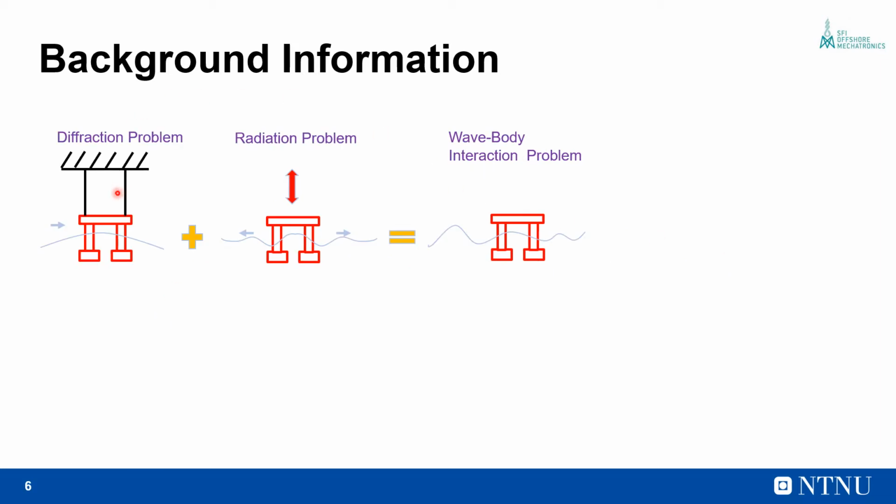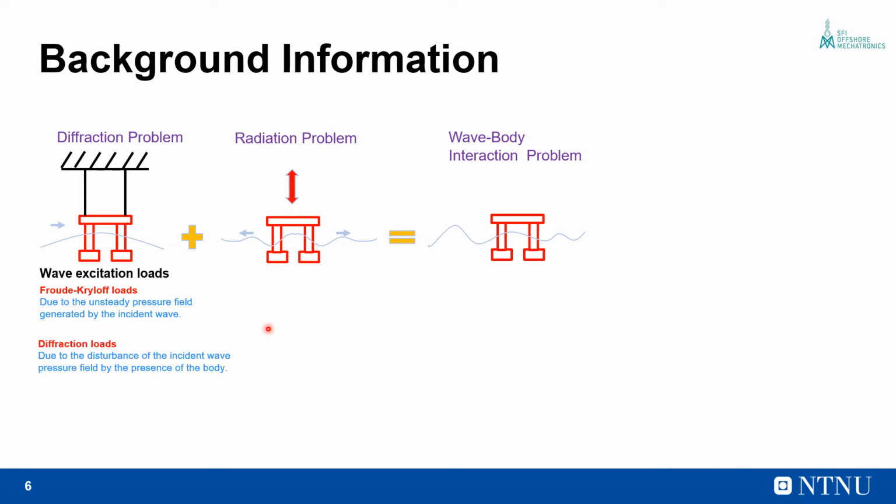The diffraction problem gives what is called the wave excitation loads, which has two components. If we consider the loads exerted on the body due to the pressure field of the incident wave, then these are called Froude-Krylov loads. And if we consider the loads exerted on the body due to the scattered waves, then these are called diffraction loads.